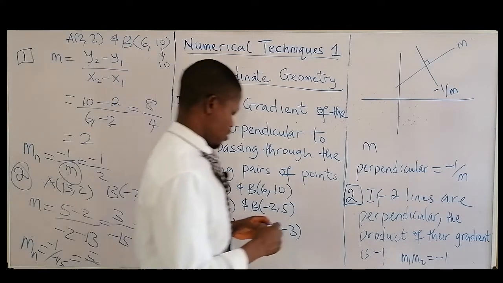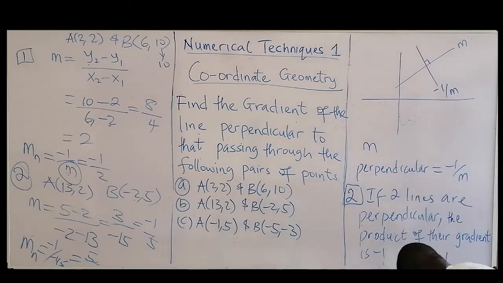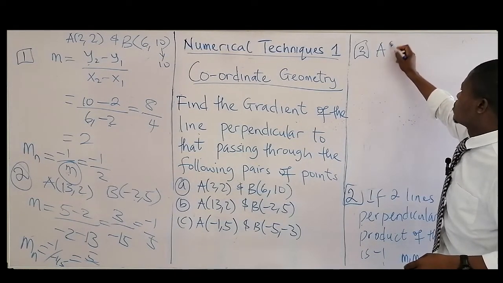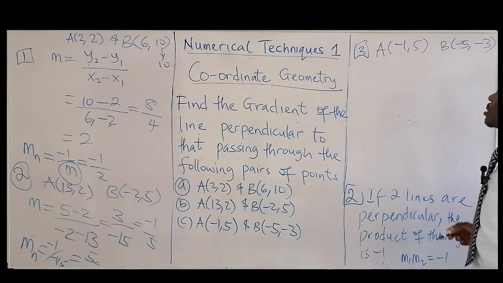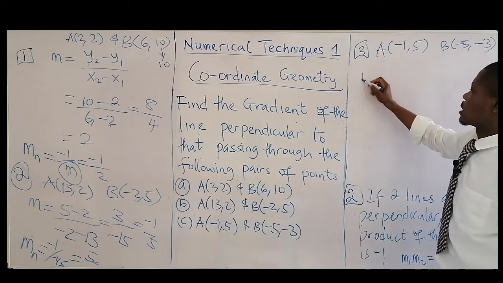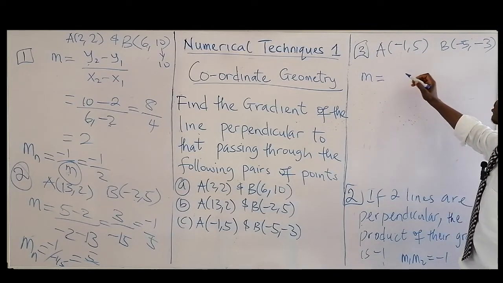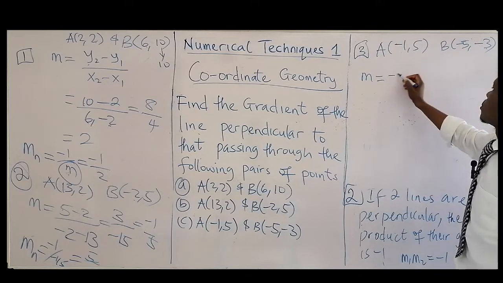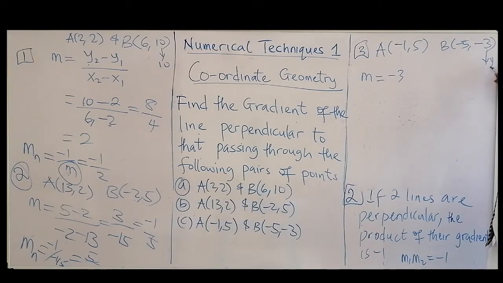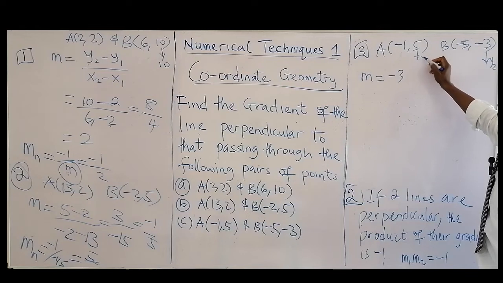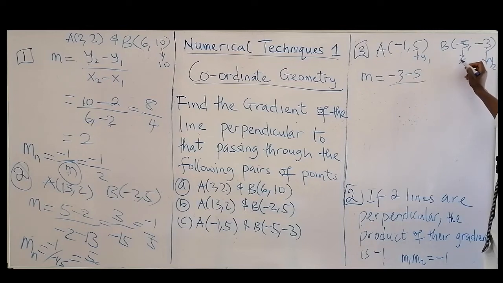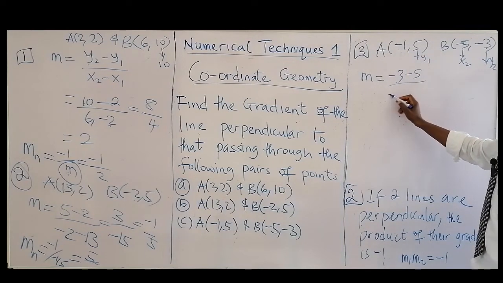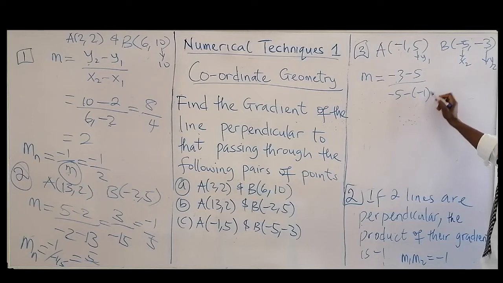Then the third one, C: A is (-1, 5), B is (-5, -3). Then for the straight line, the gradient is: this is my y2, which is -3, and this is my y1. So -3 minus 5 all over, this is my x2 and this is my x1, so that is -5 minus 1. -3 minus 5, that's -8.